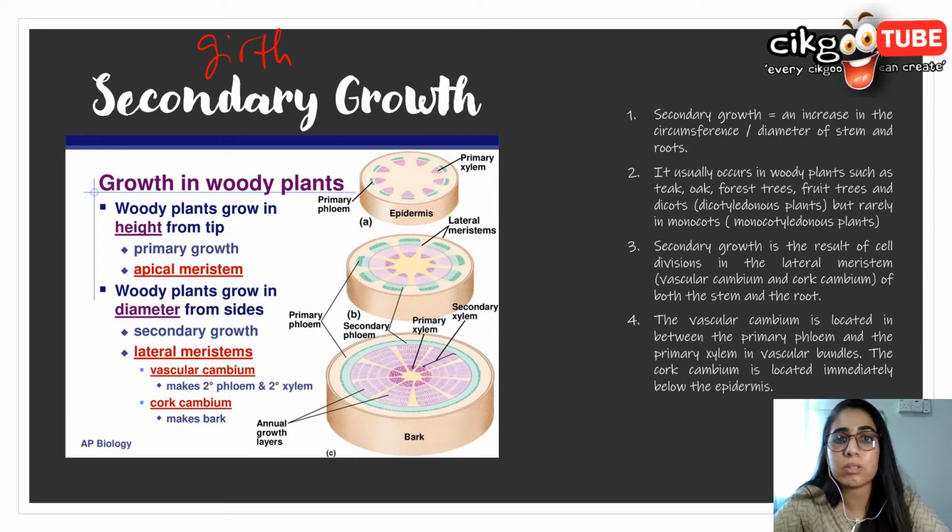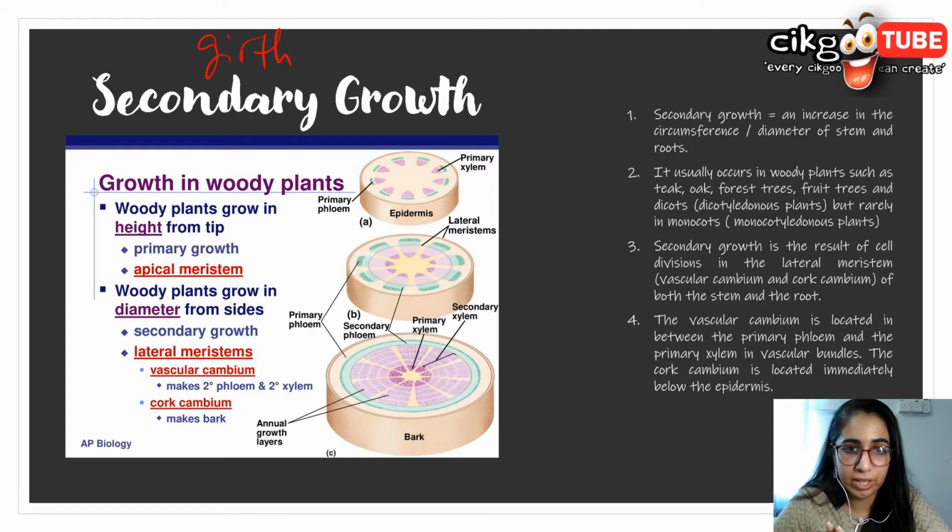Now, secondary growth is the result of cell division in the lateral meristem. They go sideways. Both the stems and the roots undergo secondary growth. Now, lateral meristems are the vascular cambium and also the cork cambium.